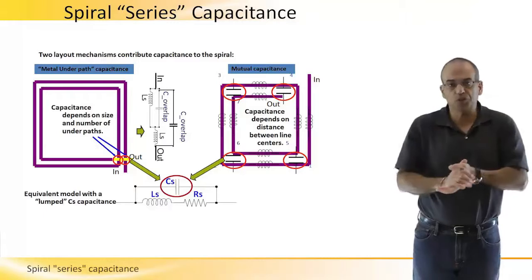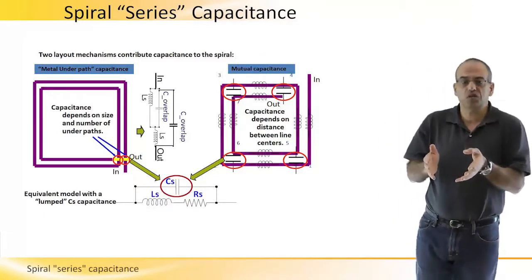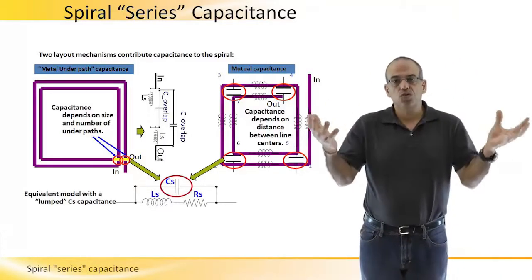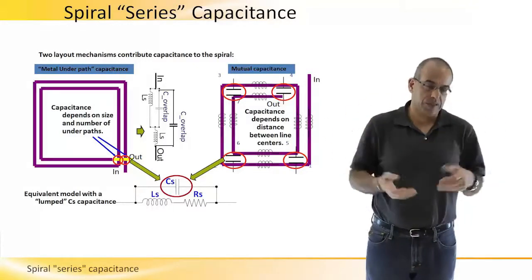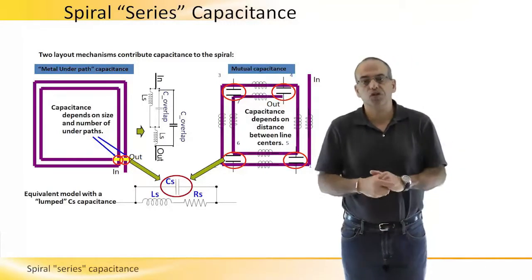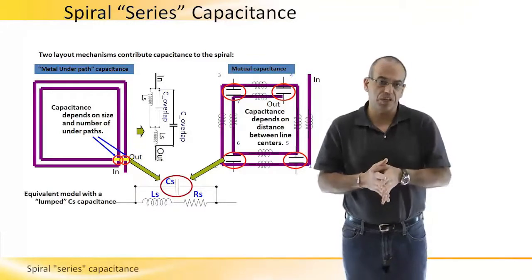And in this picture we can see two capacitors, but we can still lump these two capacitors into one capacitor. And basically we take the two mechanisms and all the capacitors that are part of the structure and lump them into one CS capacitor that is connected between input and output.